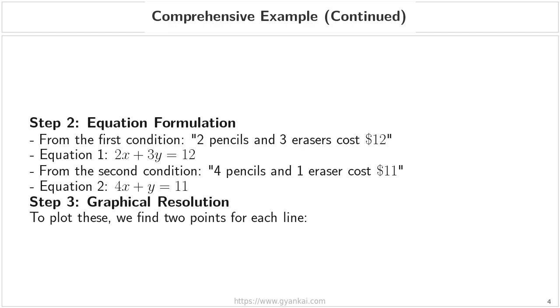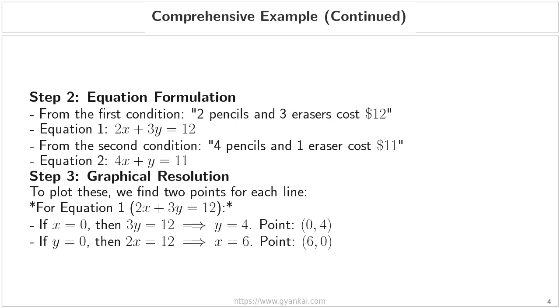Now we move to step 3, which is graphical resolution. To actually draw these lines on a graph, we can't just guess, we need to find specific coordinates. We'll find at least 2 points for each line. Let's start with our first equation, 2x plus 3y equals 12. A great trick here is to find the intercepts.